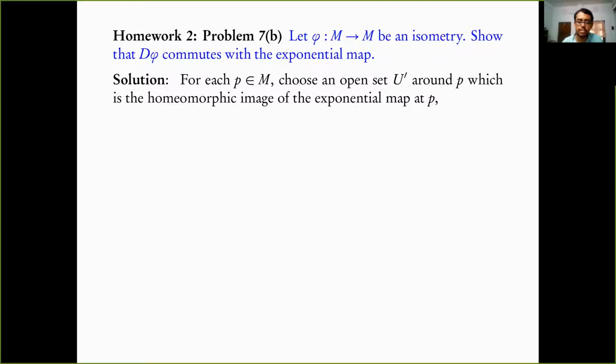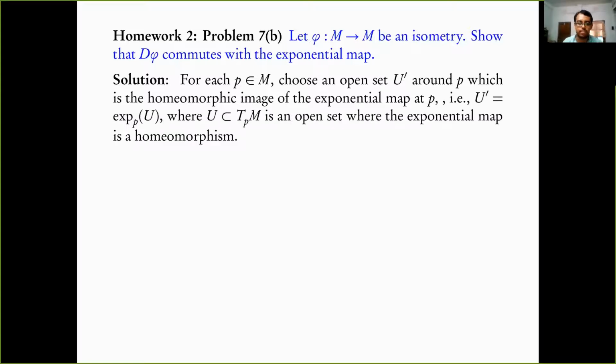It's not all of T_P M and the target is not all of M. So if it is all of the tangent space, then that's essentially the Hopf-Rinow theorem, that M is geodesically complete. So anyway, we know that the exponential is a local diffeomorphism. So you can choose a U prime, which is the image of the exponential map of, let's say, some ball around 0 in the tangent space T_P M. So that's what I said: U prime is the exponential image of U, an open set where the exponential is a homeomorphism.